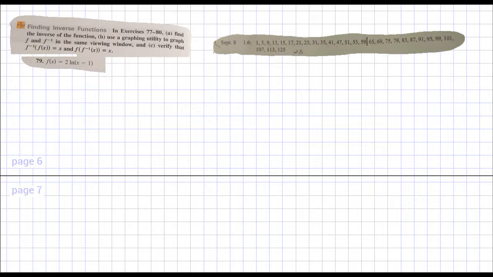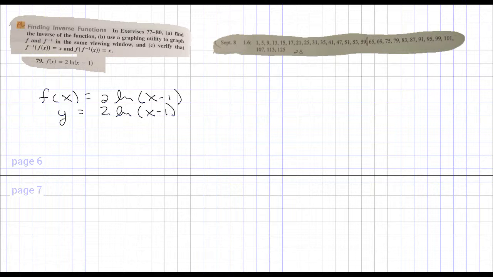For number 79, first they want us to find the inverse. So I'm going to write f of x. I'm just copying down the problem for the moment. Then I'm going to write it as y equals, it just helps with the notation. It's easier to write y. Alright, and then I'm going to interchange the x and y. Now I have to resolve it for y.